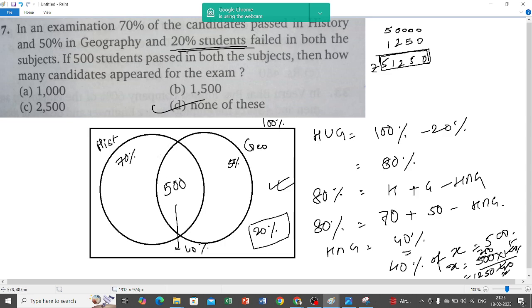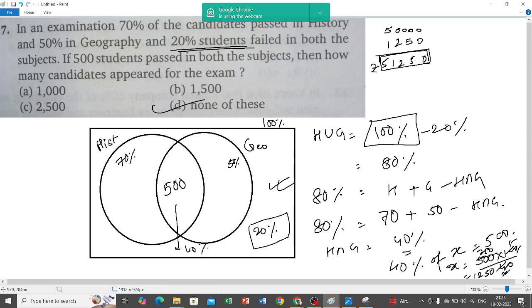H union G is the percentage of people who have either passed in history or passed in geography or in both. Right? H union G is the percentage of people who have passed in either history or geography or both. Right?